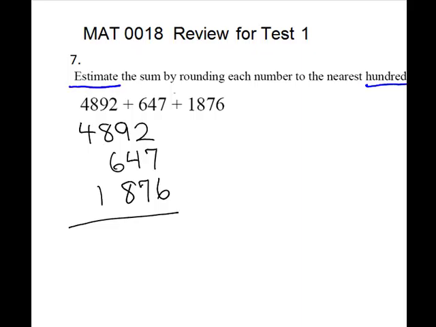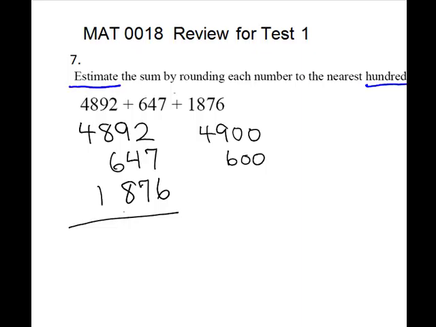The 8 is the 100 spot. Look one digit to the right. 9 is going to push it up. So it's going to be 4900. 647 to the nearest 100. Look one digit to the right. 4 is lower than 5. So this one is going to round down to 600.